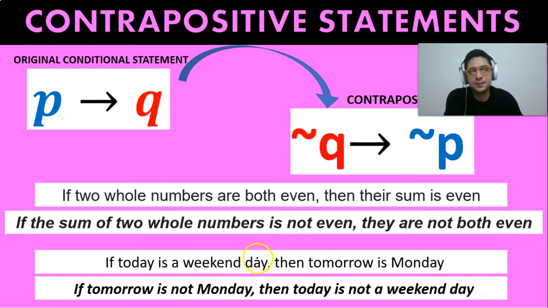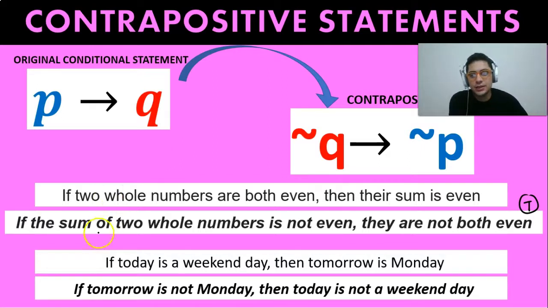Now let's try evaluating them. So the first contrapositive, if the sum of two whole numbers is not even, they are not both even, right? As we can tell from the first contrapositive statement, if the sum of two whole numbers is not even, then they are not both even. That is actually a true statement. Because if the sum of the two numbers is not even, that means it's odd, then that means that at least one of them is going to be odd, okay? Because we know that if they're both even, then we have an even number as the sum.